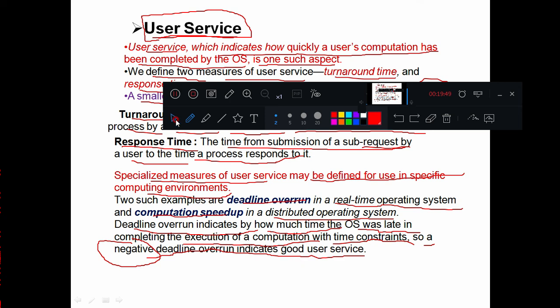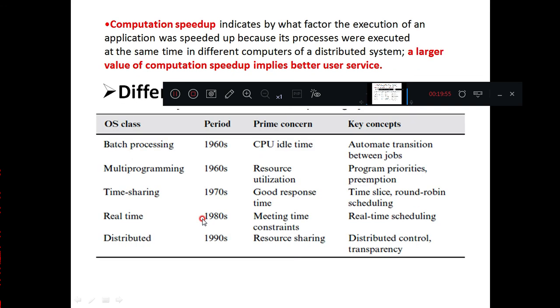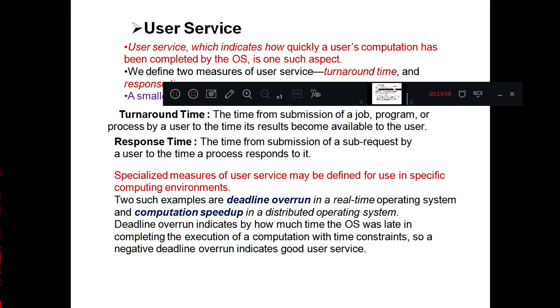So these are the three aspects of an operating system which we discussed in detail. In the next class we will see the different classes of an operating system.